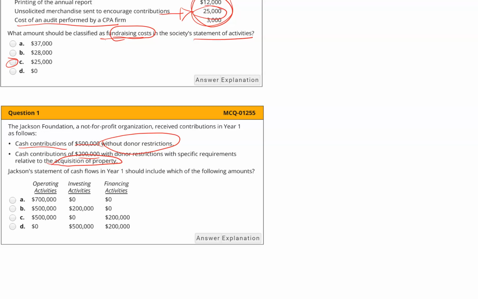Now here, it may sound tempting that they are keeping that fund donor restricted to acquire some property, which sounds like investing activities, but it is not. Remember, any cash contribution that comes with donor restrictions will be treated under financing activities, no matter what type of restriction is imposed by the donor. So of course this 500,000 will increase their operating cash flows, and this 200,000 will be their financing activity. So the answer here is C.